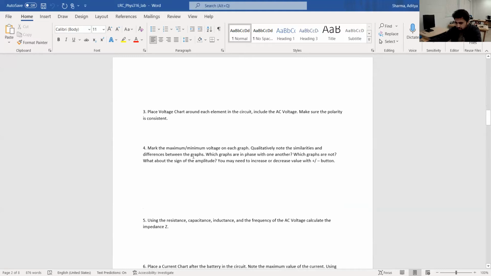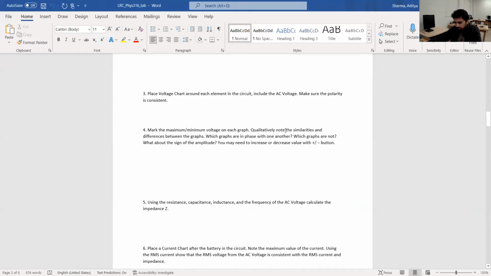Mark the maximum minimum voltage on each graph. Qualitatively, note the similarity differences between the graphs. What graphs are in phase with one another, which graphs are not. What about the sign of the amplitude?